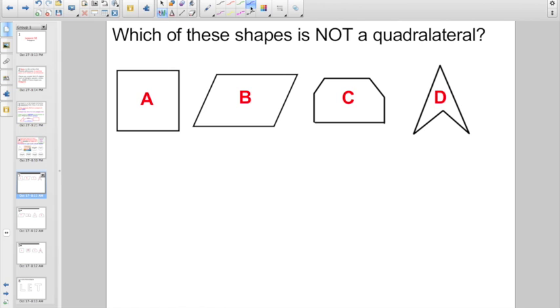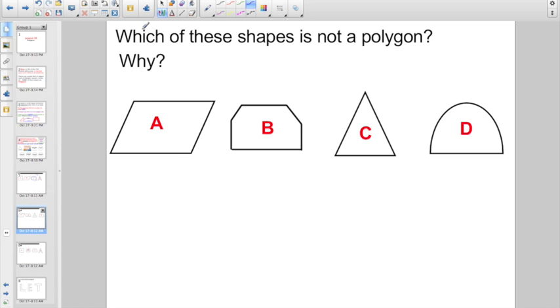Which of these shapes is not a quadrilateral? Did you remember what a quadrilateral was? That was any polygon that had four sides. Well, the square has four sides, and this diamond-looking guy, which we call a parallelogram, he has four. Even this weird triangle-looking thing, if I count it, that truly has four sides, doesn't he? So the one that doesn't have four sides is figure C.